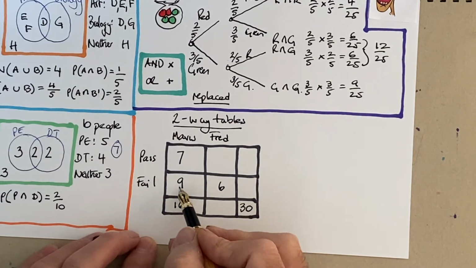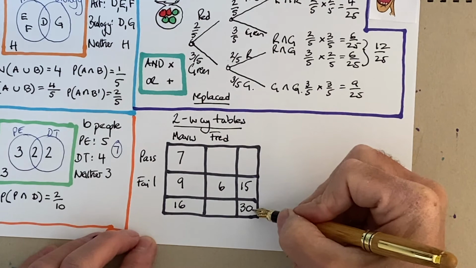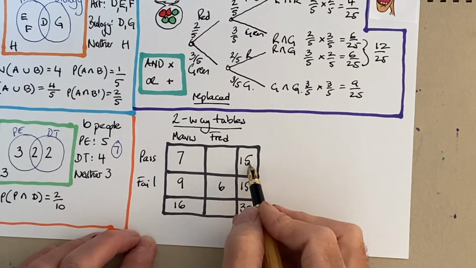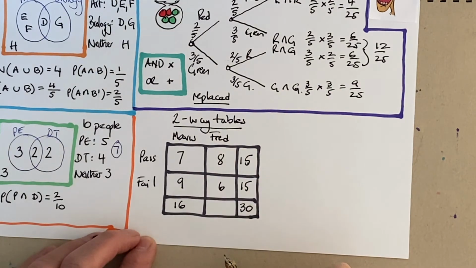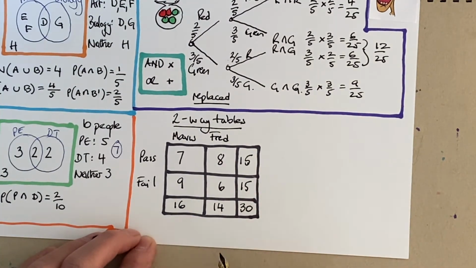Now I can see this row here. So I know that 9 failed with Mavis, 6 with Fred, add those together make 15. I also know that 15 failed and overall 30 people did it, so 15 must have also passed. And then I also know that if 7 passed with Mavis and overall 15 passed, then another 8, 15 take away 7, must have passed with Fred. If I add these together, I get 14, which also adds correctly here. 16 and 14 is our 30. So that's our two-way table.